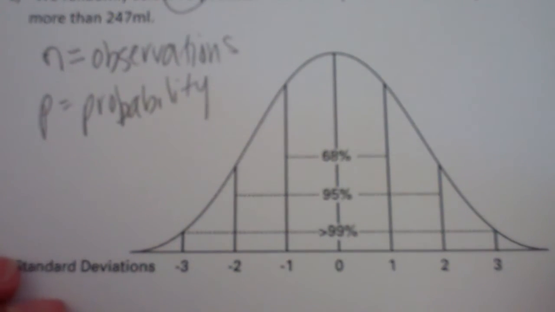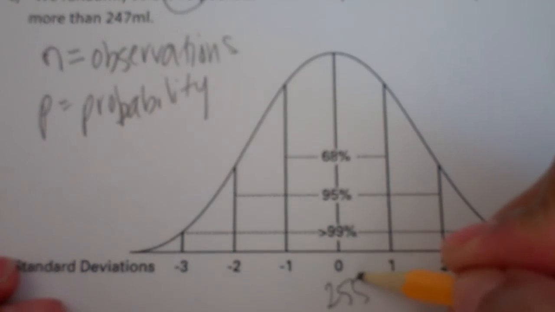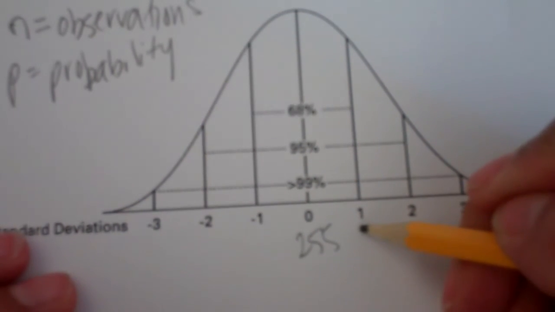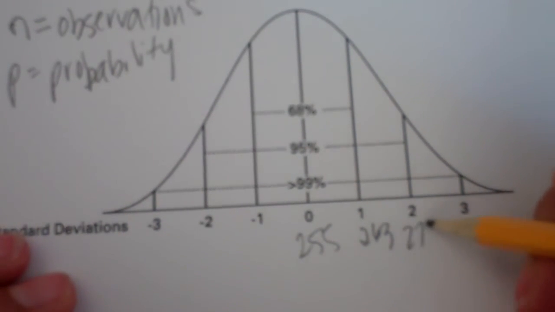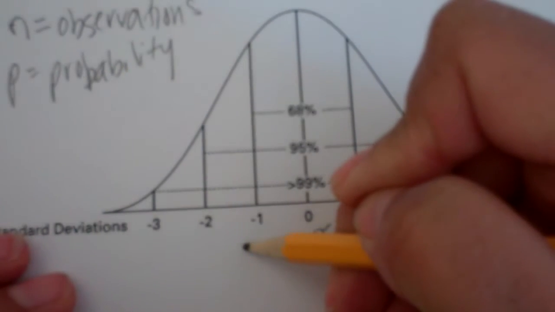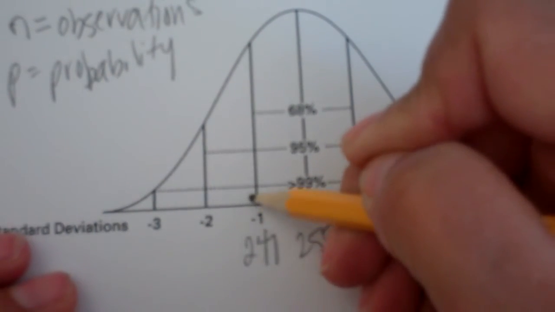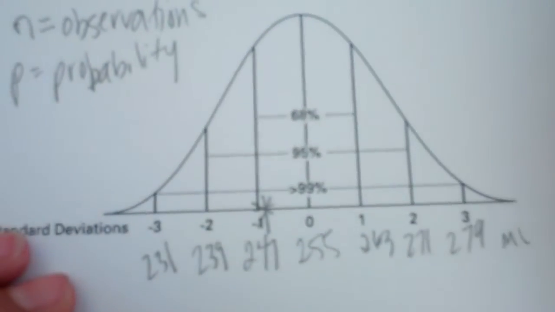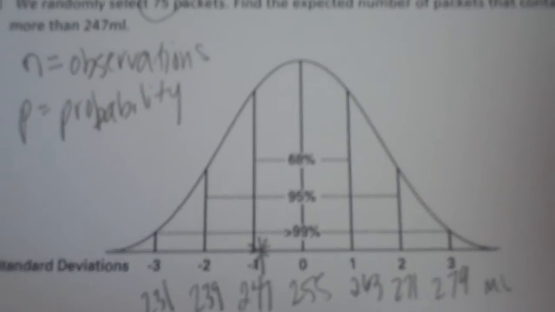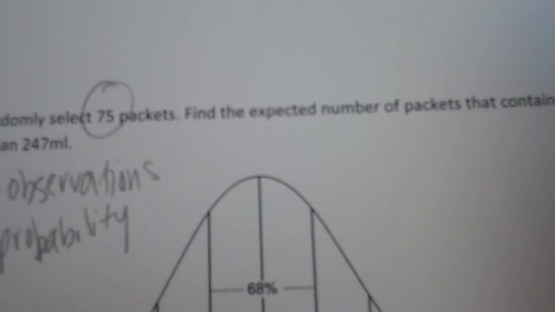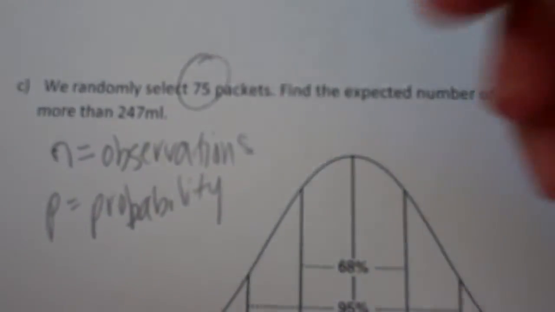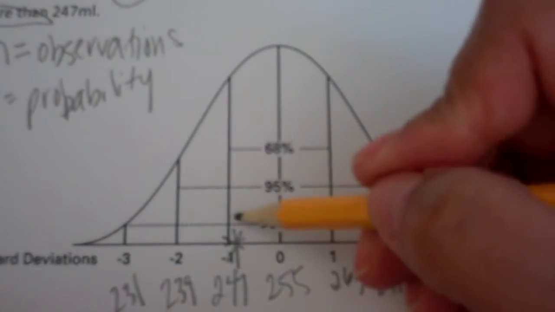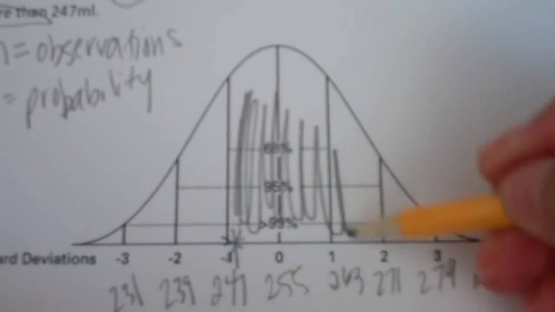So we would definitely put our numbers in again, 255, and I'm just going to put milliliters here so that we know that they're all milliliters. We have 263, 271, 279, 247. That's what we need. I'm going to mark that off already. 239 and 231. So we have, find the expected number of packets that contain more than. Here's our direction, more than. So let's go down here. Let's shade in more than.